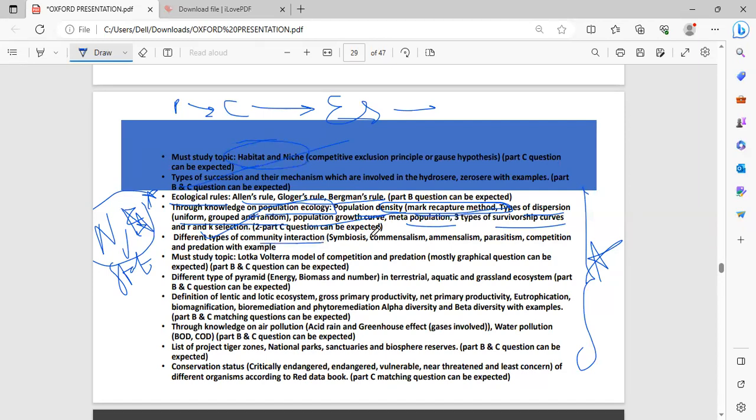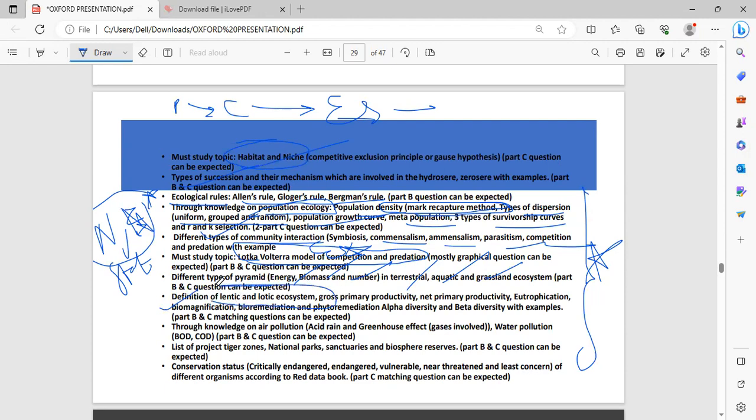Coming to the community interactions, that is symbiosis, commensalism, amensalism, parasitism, competition and predation. Here examples also we have to remember. After that, Lotka-Volterra model, very, very important one. And after that, types of pyramids, ecological pyramids, energy, biomass, number in terrestrial, aquatic and also grassland ecosystem. Yeah, this is also very, very important.